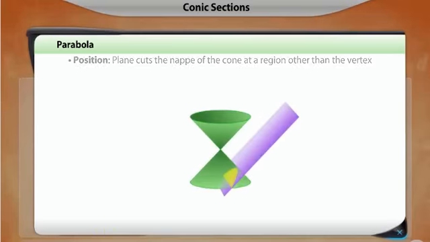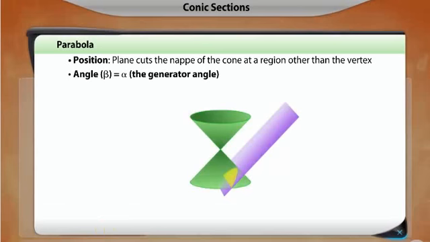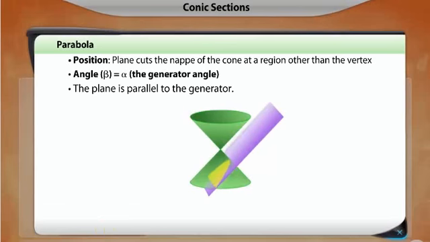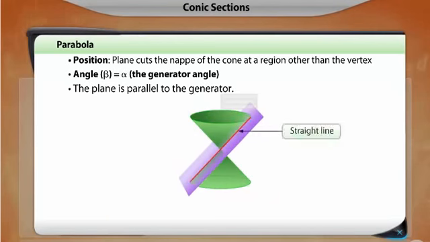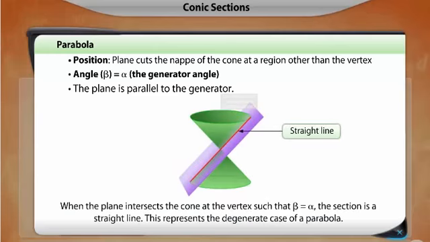A parabola is formed when the plane cuts the cone such that the plane makes an angle which is equal to alpha, the generator angle. It can be seen that in the given situation, the plane is always parallel to the generator of the cone, and each time the section resembles a parabola. However, we should note that when the plane cuts the cone at the vertex, at this angle, the section results in a straight line as shown. This is known as the degenerate case of a parabola.